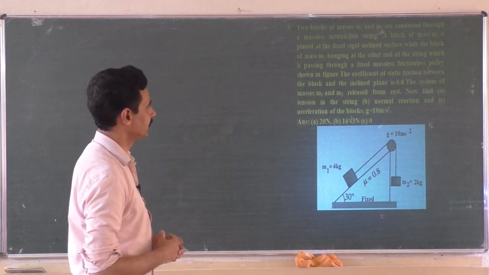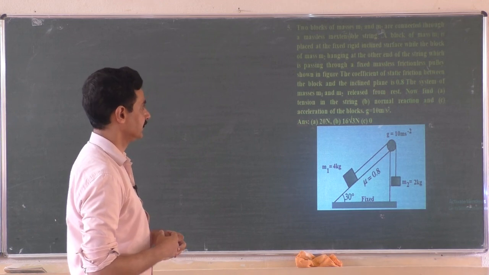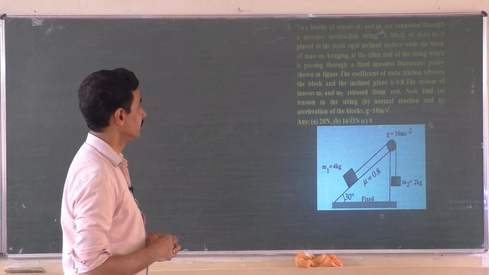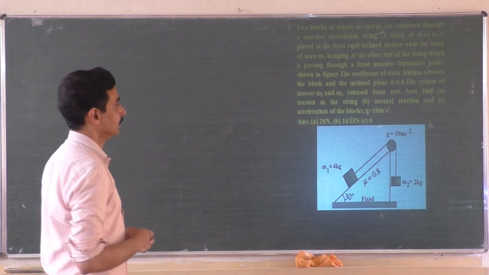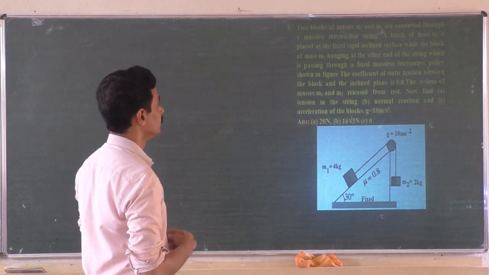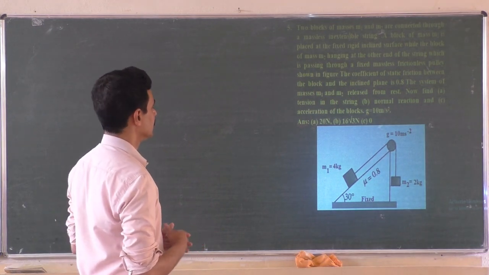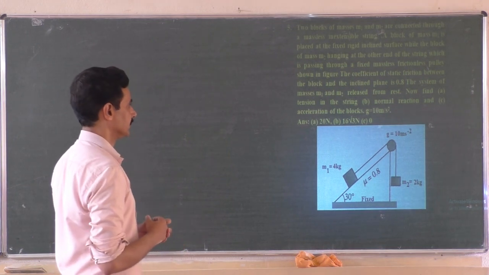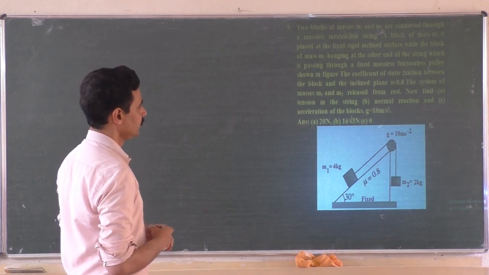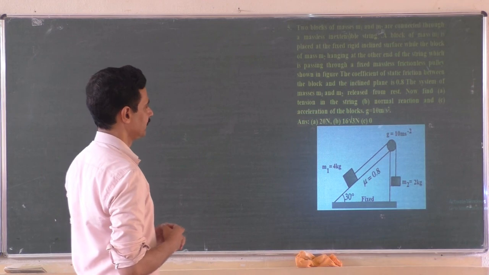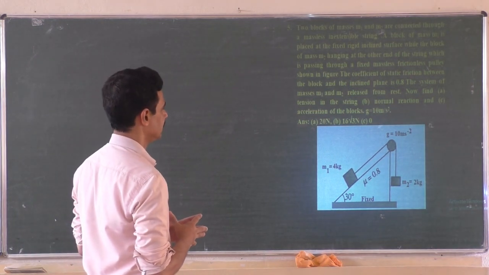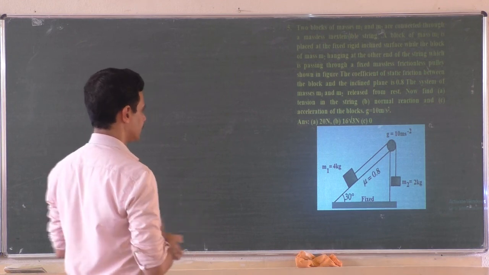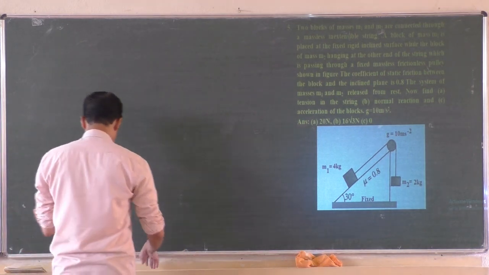Two blocks of masses M1 and M2 are connected through massless inextensible strings. A block of mass M1 is placed on the fixed rigid inclined surface, while the block M2 is hanging at the other end of the string, which passes through a fixed massless frictionless pulley. The coefficient of static friction between the block and the inclined plane is 0.8. The system of masses M1 and M2 is released from rest. Now find the tension in the string, the normal reaction, and the acceleration of the block. I will explain it if you can't see the problem.